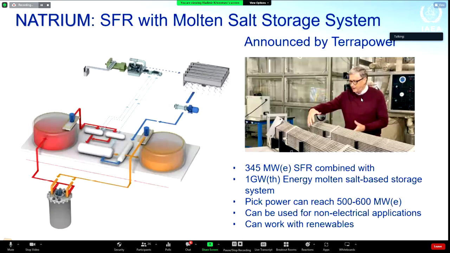So the main problem with renewables, of course, is that when you have wind, you have generation, and when you have sun, you have generation, and vice versa. But a nuclear power plant won't always work at 100% of power. If the energy is not required, you can store it, for example, in molten salt, and this storage is allowed.